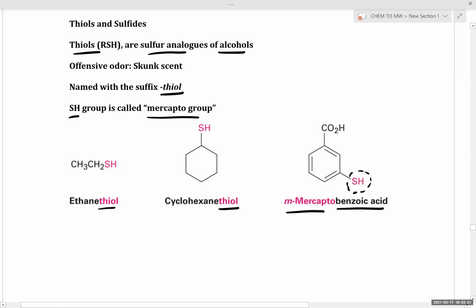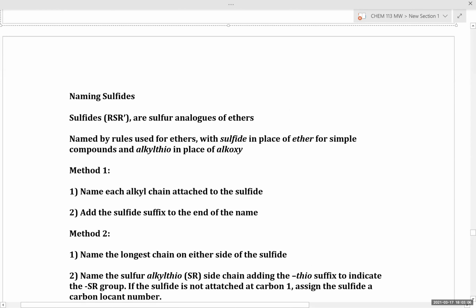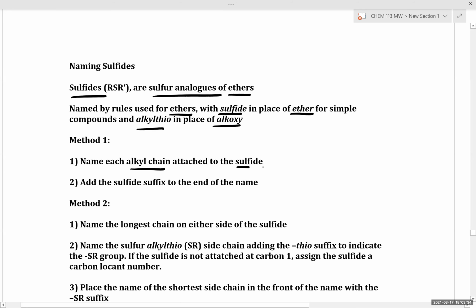So let's look at some examples of and rules for naming sulfides. Now, sulfides are sulfur analogs of ethers. They're named by the rules used for ethers, but you replace sulfide with the word ether and alkyl thio in place of alkoxy. So there are a few rules for naming sulfides just like ethers. Method 1, you can name each alkyl chain attached to the sulfide, and you add the sulfide suffix to the end of the name.